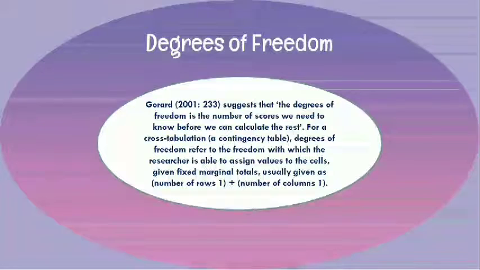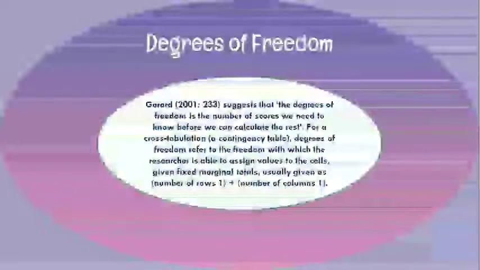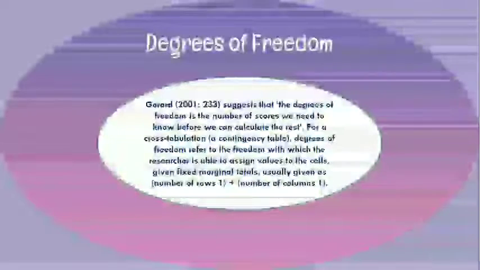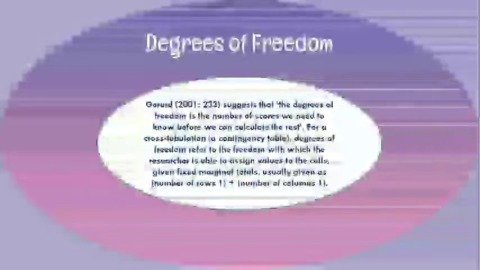Next, degrees of freedom. Gorard suggests that the degrees of freedom is the number of scores we need to know before we can calculate the rest. For a cross-tabulation, degrees of freedom refers to the freedom with which the researcher is able to assign values to the cells, given fixed marginal totals, usually given as (number of rows minus 1) times (number of columns minus 1).